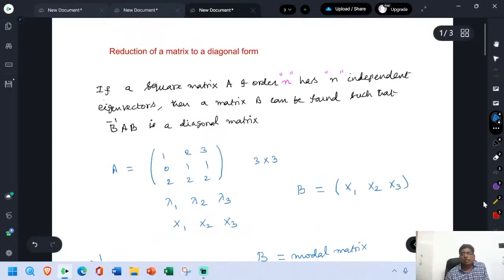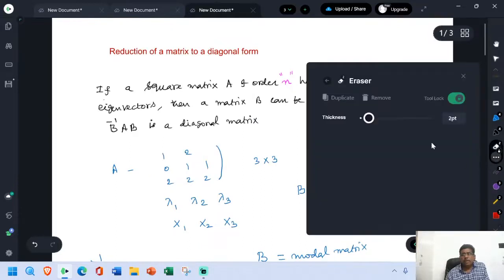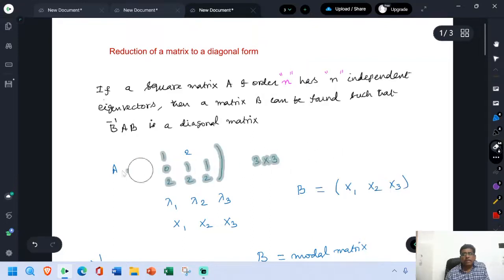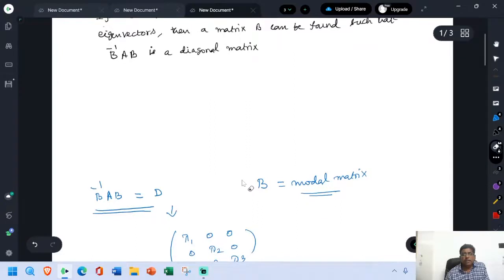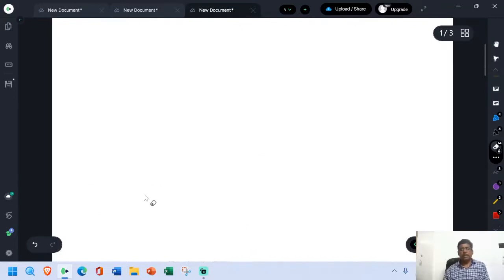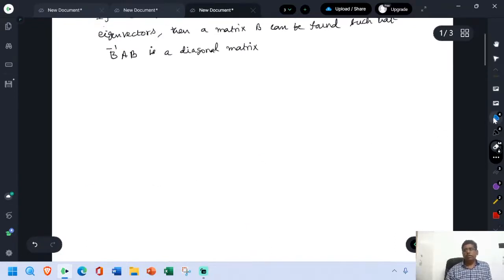Now read out this theorem. If a square matrix A of order n has n independent eigenvectors, then a matrix B can be found such that B inverse AB is a diagonal matrix. Now we have to prove this.